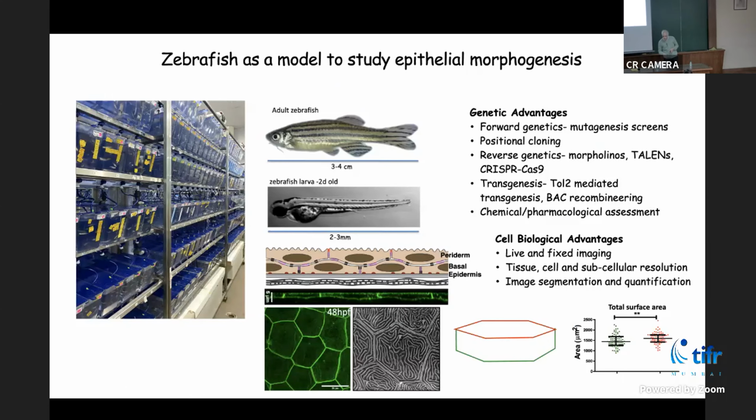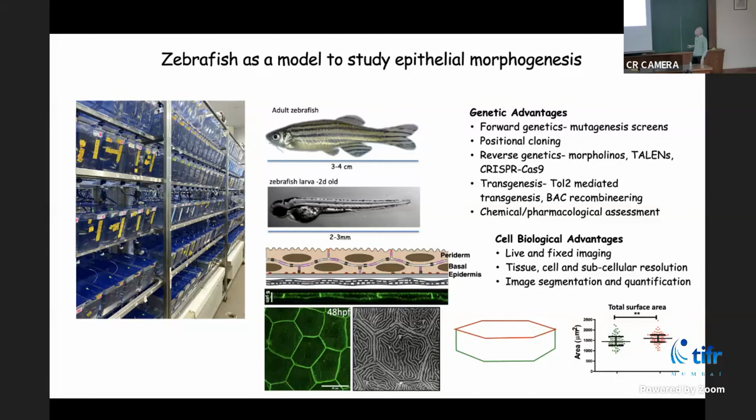So we use zebrafish as a model organism. As many of you know, they can be grown in such tanks at very high densities. This fish is a very small fish. It's just 3 to 4 centimeters long, and the zebrafish larva is about 2 to 3 millimeters long. And we work on the outer epithelium of this larval fish.